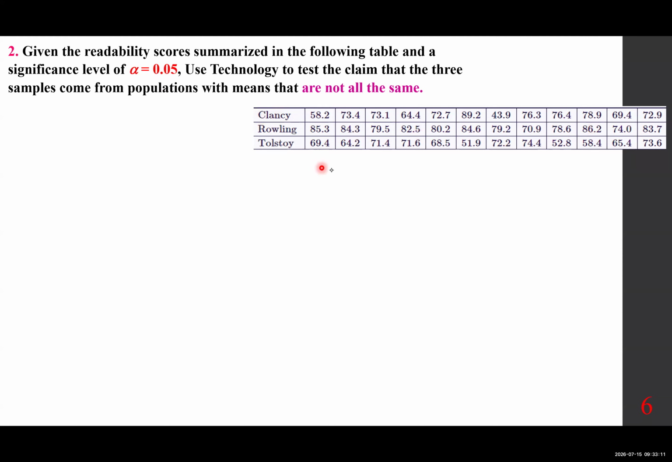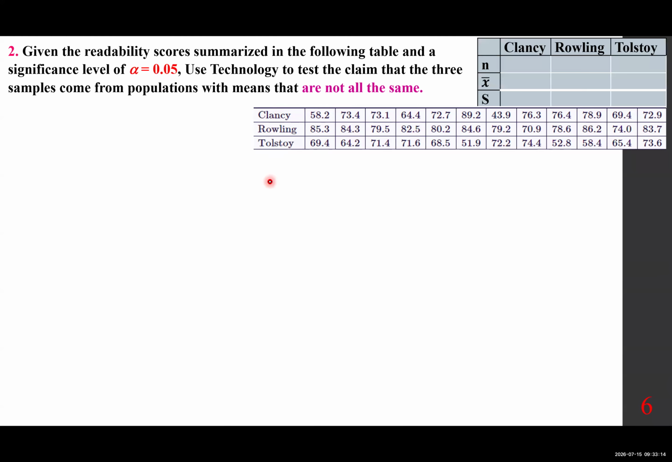We have three different writers: Clancy, Rowling, Tolstoy. And so Clancy, what is in, okay. It so happened 1, 2, 3, 4, 5, 6, 7, 8, 9, 10, 11, 12. N is 12 for all of it. But you're going to calculate the X bar. It's very simple to calculate the X bar. Add them up, divide by 12. Same thing for each row, put them here. And S, summation of X minus X bar quantity squared over N minus 1. So this just comes from elementary statistics, not a big deal.